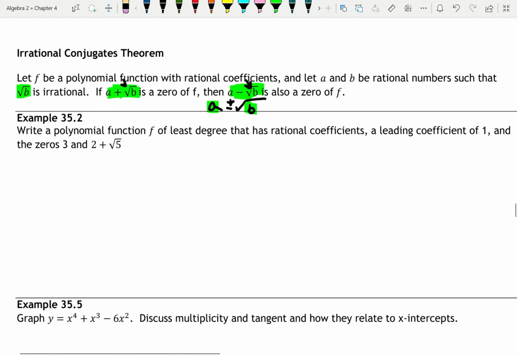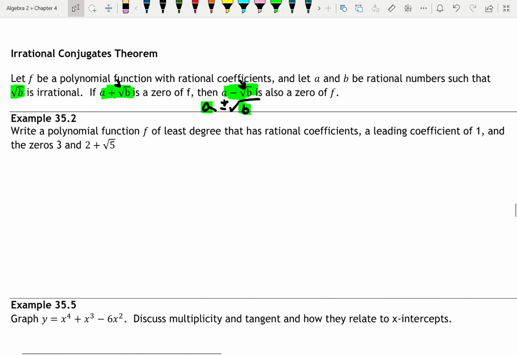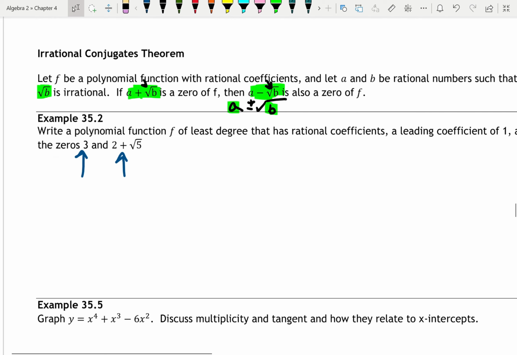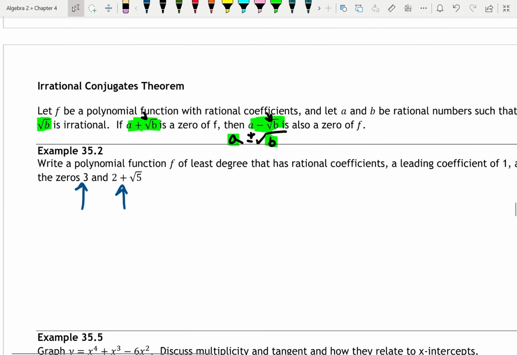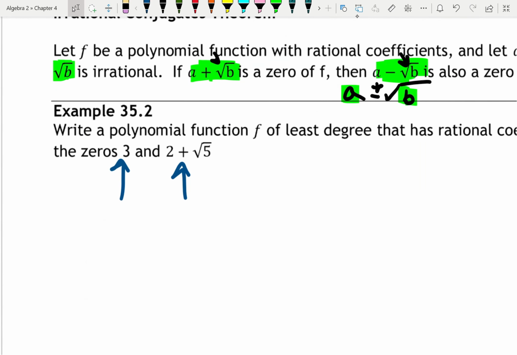Let's look at 35.2. Write a polynomial function f of least degree that has rational coefficients, a leading coefficient of 1, and zeros 3 and 2 plus root 5. So what happened is somebody solved the problem, right? They solved the problem like what we did in the last one here, number 35, and they got the answers of 3 and 2 plus root 5. And we're supposed to write the equation.